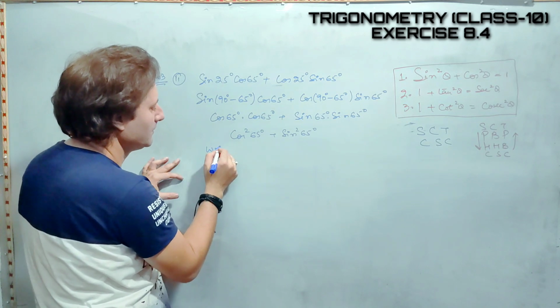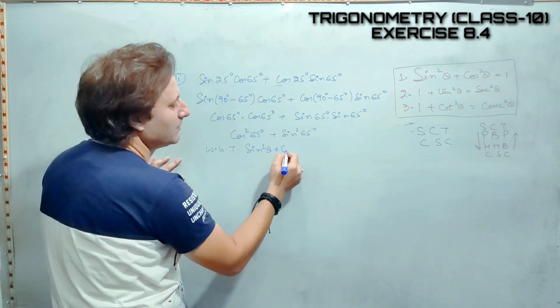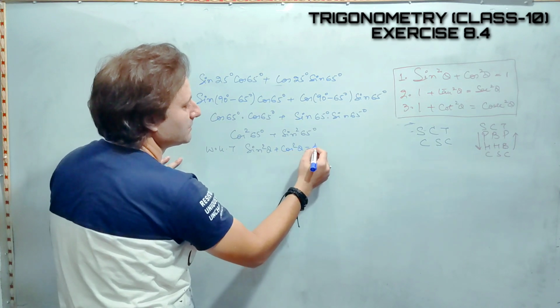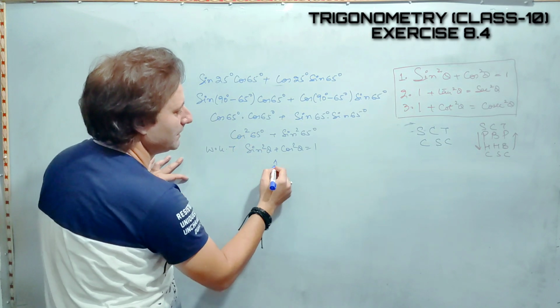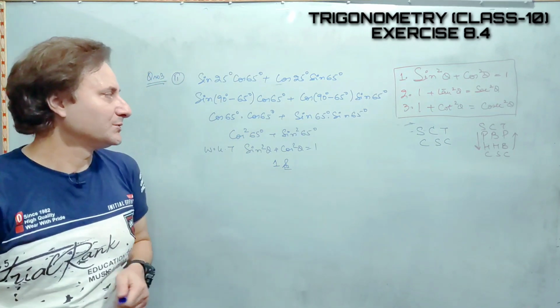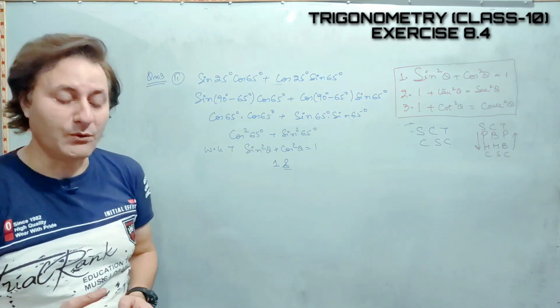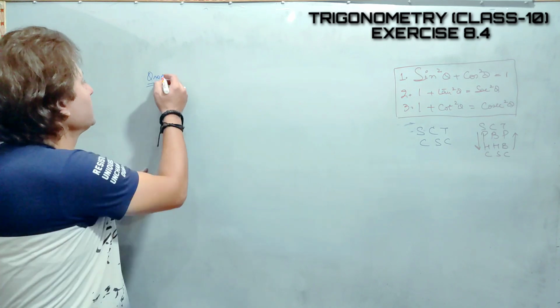So we know that sin²θ plus cos²θ is equal to 1. Therefore, the answer is 1. Clear, guys? Pretty simple. So let's move on to question number 4, part first.